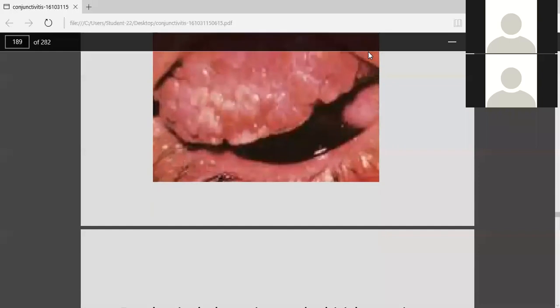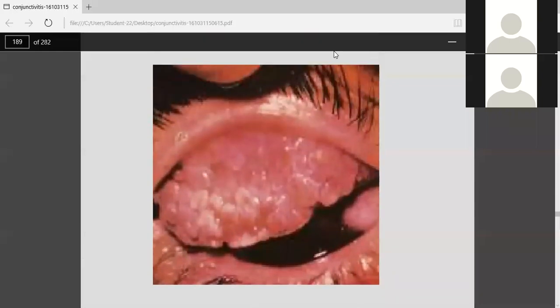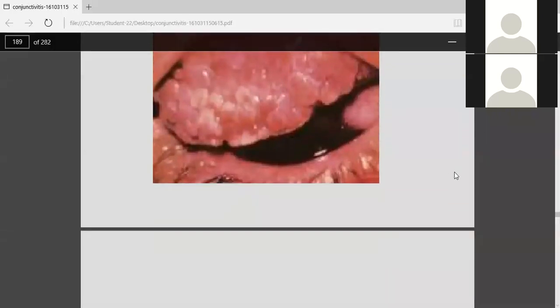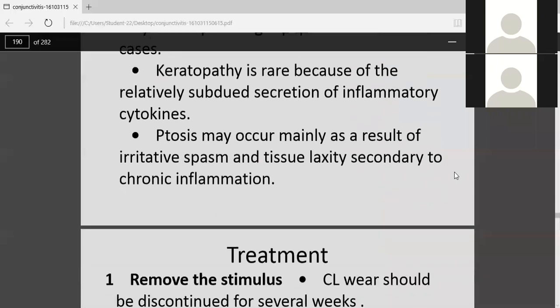Then you can also use, yeah, here is the picture. Over here you can see these are the giant papillae in the upper palpebral conjunctiva. No other sign and symptom of allergic reaction. The patient will be designated as GPC, that is giant papillary keratoconjunctivitis.